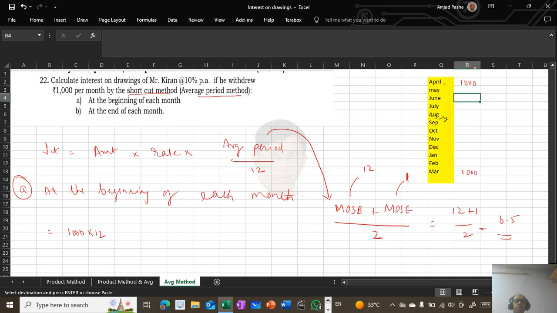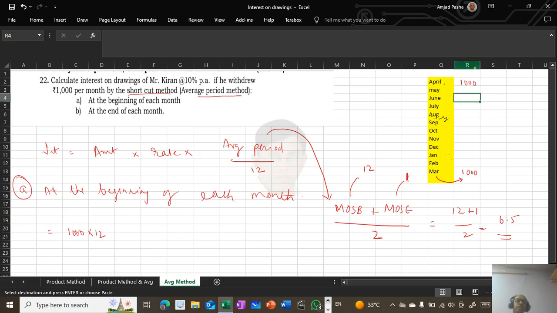This is where you get confused. First, March means he has to pay interest for March also. So 1 month he has to pay; months outstanding at the end means for March he has to pay interest. Whether he has to pay interest? Yes, he has to pay interest for March. 1 month interest he has to pay.